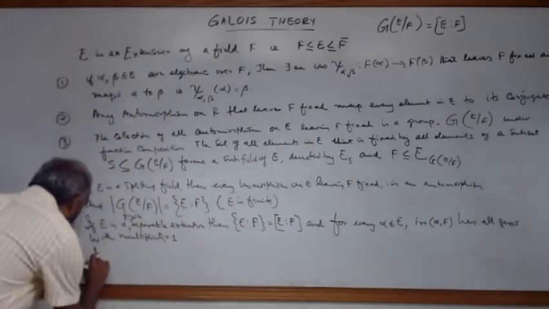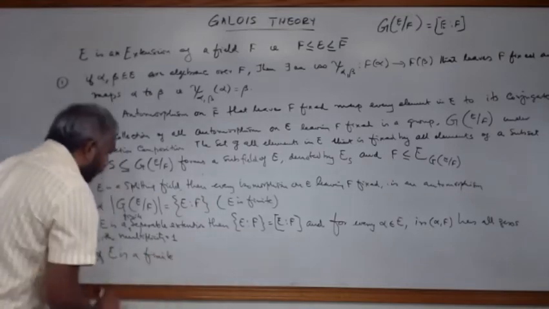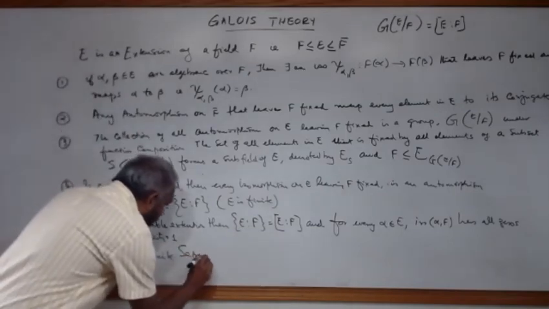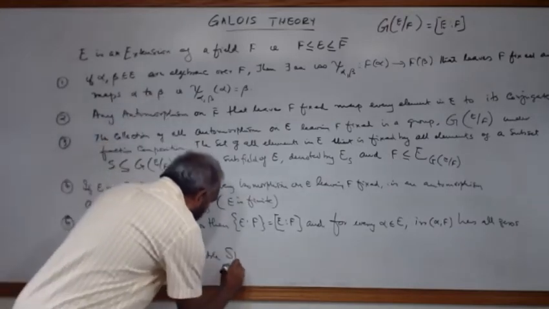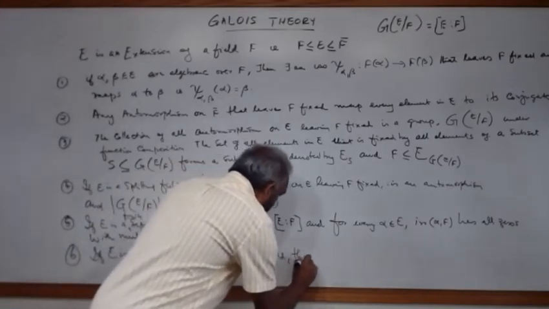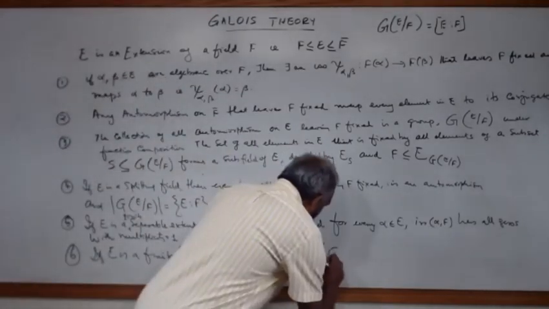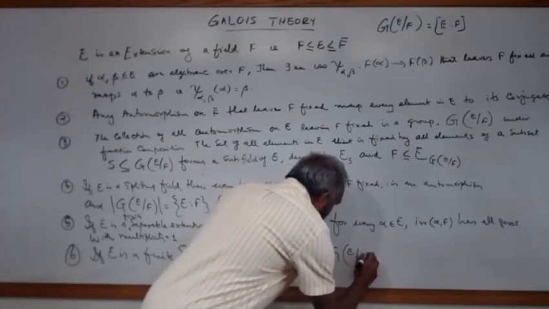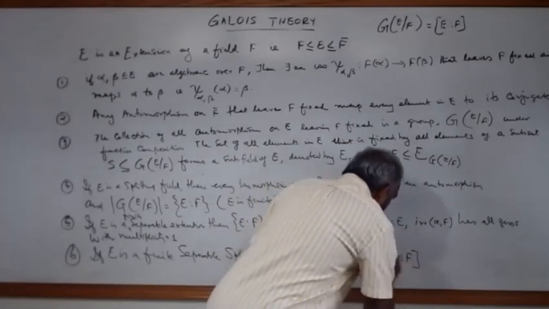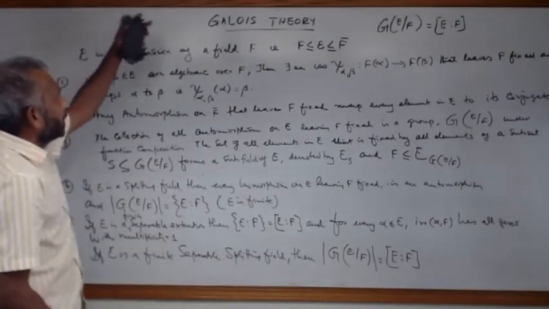So if E is a finite separable splitting field, then the order of the Galois group of E over F is equal to the degree, and this leads to a new definition, and that's where we are going to start the Galois theory.